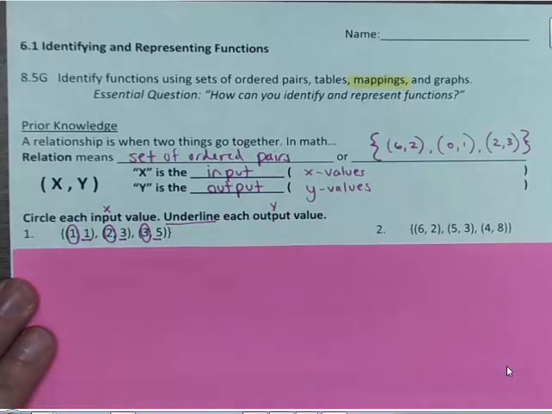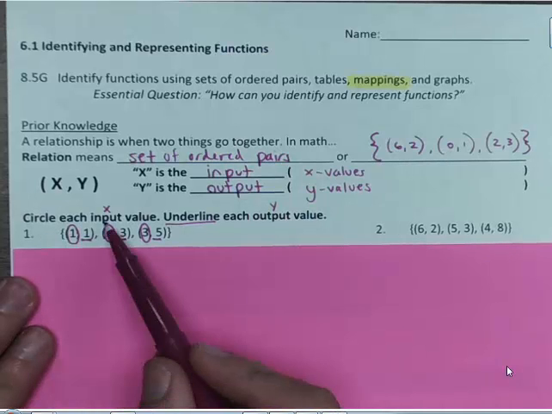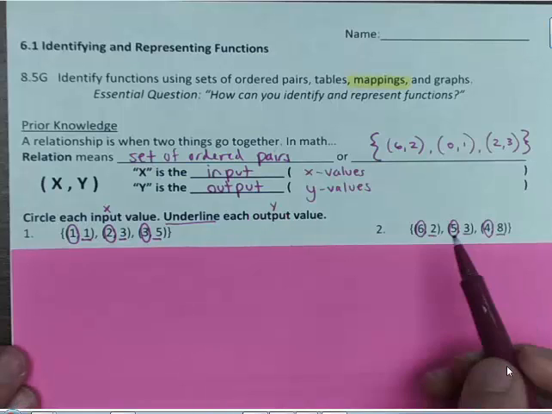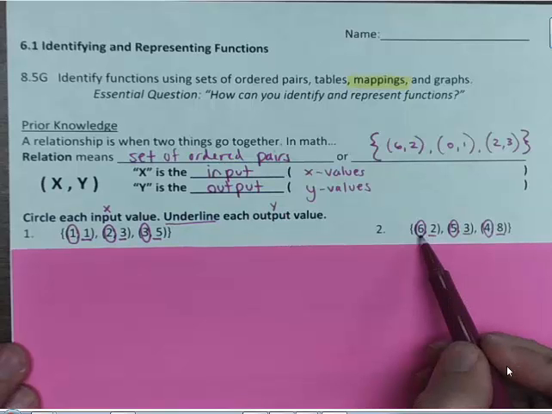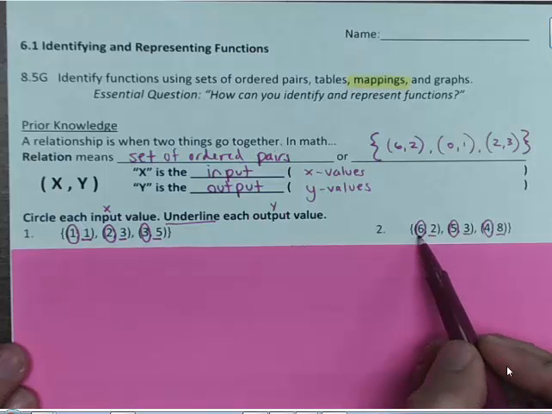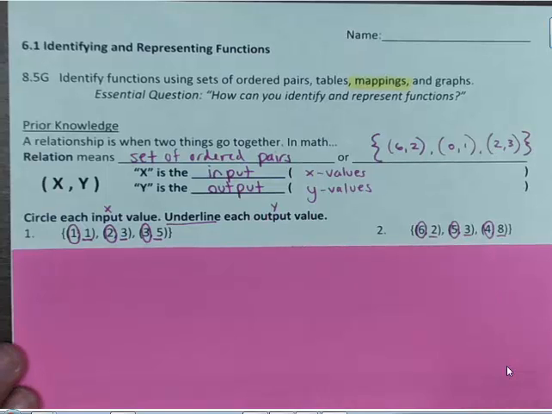Go ahead and take a second to do number 2. Again, I want you to circle the input value and underline each output value. Okay, when you're done, it should look something like this. Our input values are 6, 5, and 4, and our output values are 2, 3, and 8. Remember input represents our x values, output represents our y values.